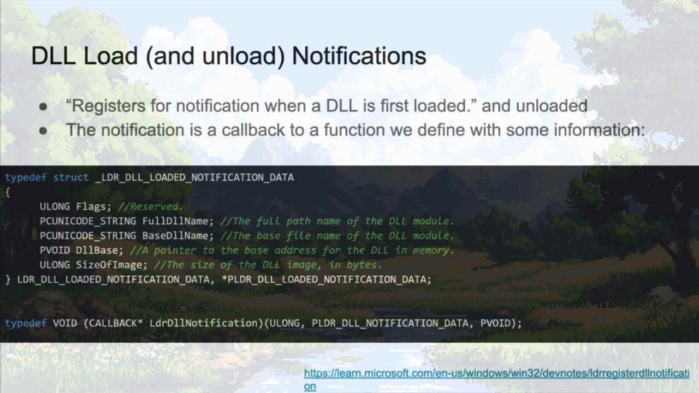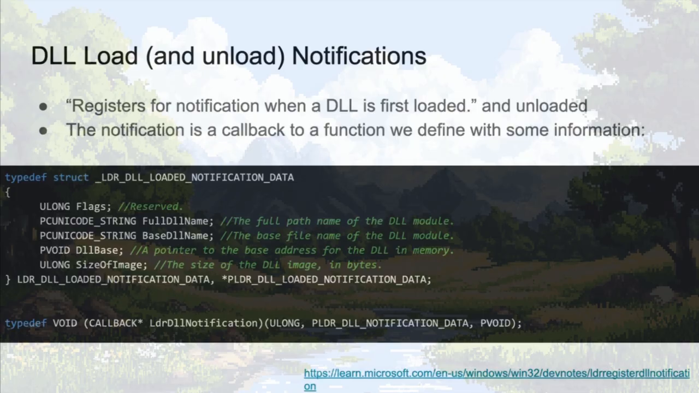So DLL load and unload notifications are what we'll go through now. What exactly are they? Taking the Microsoft definition, they register for a notification when a DLL is first loaded and unloaded. The notification is a callback to a function we define, with some information. If we look at the bottom, the load DLL notification's second parameter is a pointer to DLL notification data, and this is a structure we have to define.